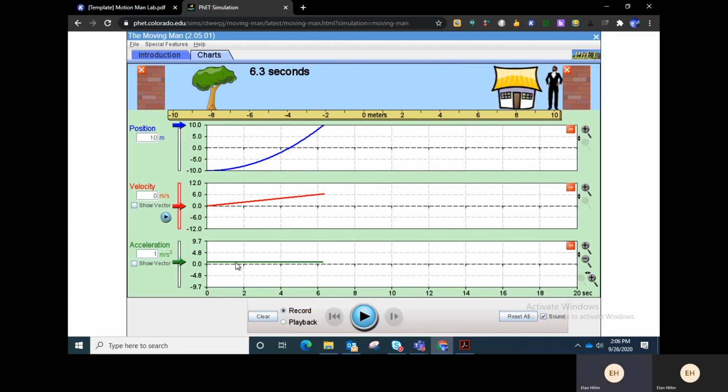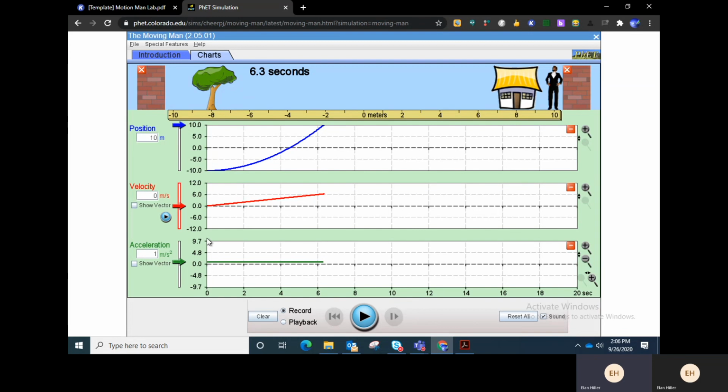Okay, and stopping the graph right here, we're going to take a screenshot of this. You can see the position graph yields a curve, a positively upward curve. The velocity graph is more of a straight line up, and the acceleration graph is a positive horizontal line at the value of 1 meter per second squared.